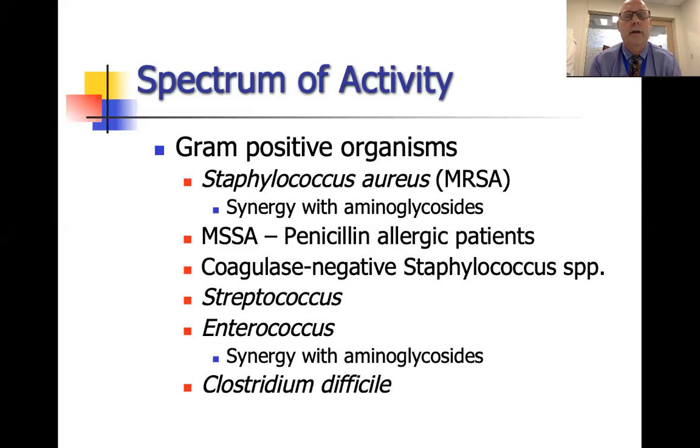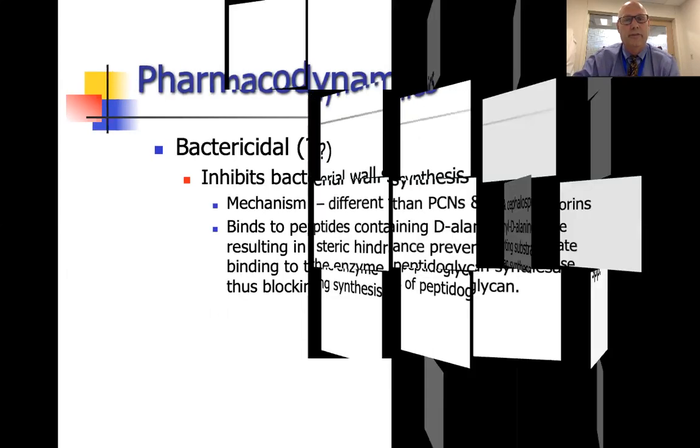And so we'll talk about some of those factors. In terms of spectrum of activity, this is probably the exact opposite of aztreonam. Aztreonam is just a drug that covers only gram negatives. Vancomycin only covers gram positives. And so Staph aureus, both MRSA as well as MSSA, although it's not as good in terms of killing as compared to beta-lactam agents. So for MSSA, if you have a patient, it's best to use a beta-lactam for that organism. It can be used for enterococcus unless you're dealing with a vancomycin resistant enterococcus. And then orally, it can be used for Clostridium difficile.